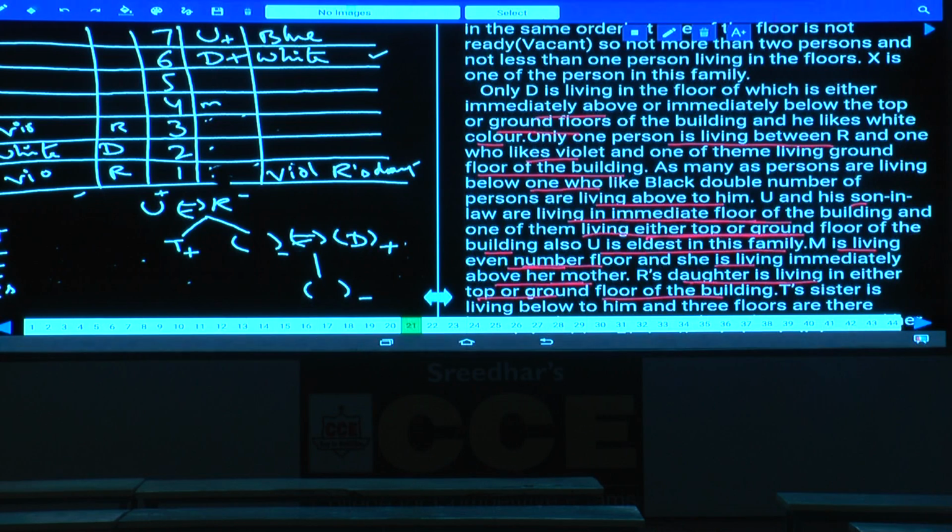R? Why can't it be at the fourth floor? One person. Now if R is at this place, there is one vacant floor. Then how many persons are there in between these two? Only one person. Hence R can be either on the third floor or R can be on the fourth floor.